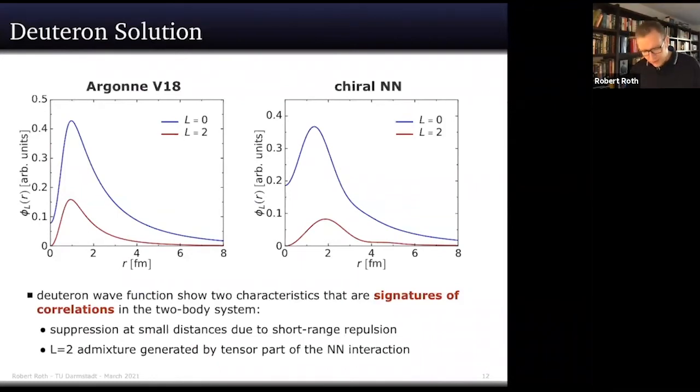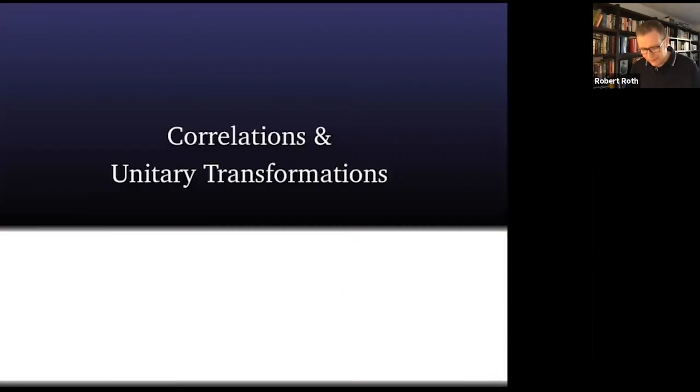So this correlation bit is something which we will dwell on a little further. Maybe I make a short break here and ask for questions before we start discussing a little more on these correlations.